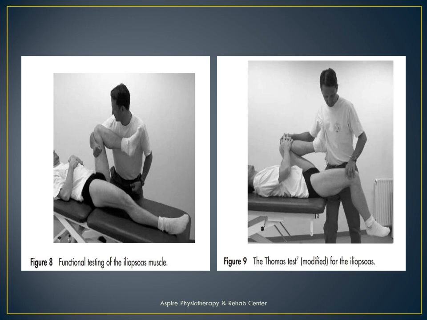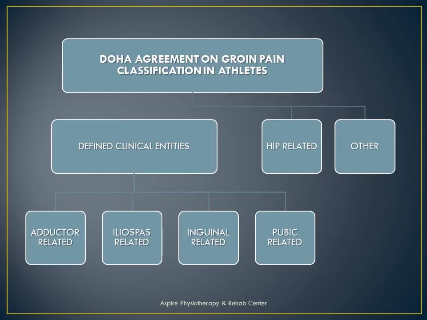Now next and the last one is the Thomas test, modified Thomas test. See the hand positioning and patient positioning. The leg which we are assessing is resting comfortably on the therapist's chest and the patient is comfortable. So after performing all these 9 tests, you will be able to identify which structure is involved.